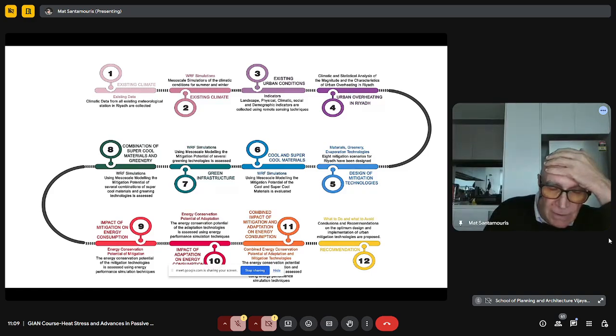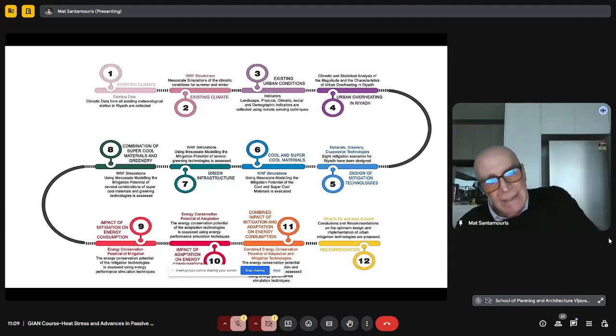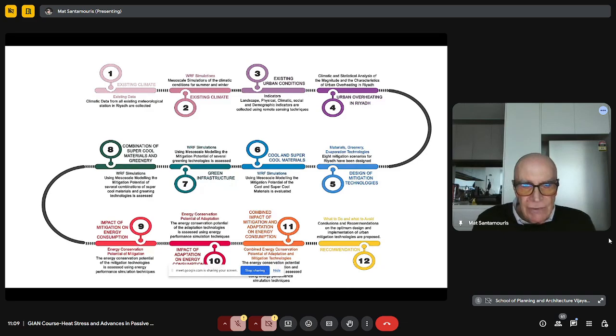Analysis of the results taken from the simulations for the buildings, for the materials and the greenery has shown that perhaps combinations have to be used to combine the two technologies in a proper way in order to help each other and really achieve the best possible and the highest possible mitigation potential. So in the 8th step, we created combination strategies, and especially several combinations of cool and super cool materials and greenery.